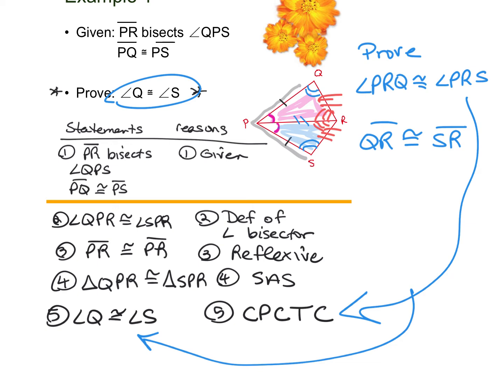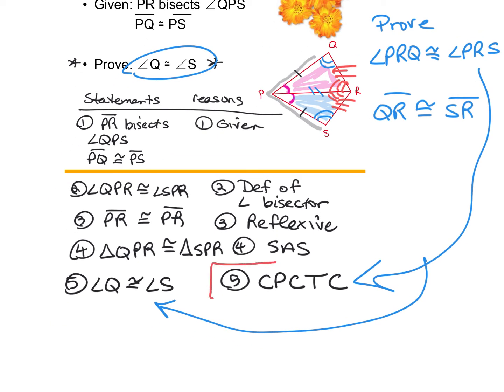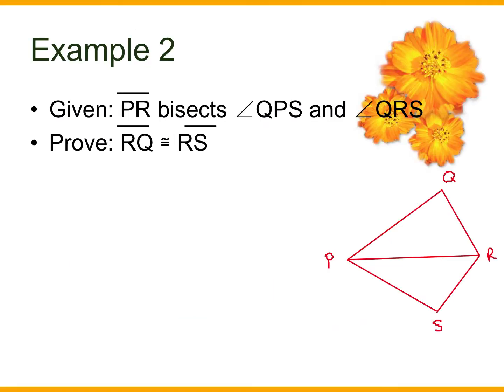So always, always, always, whenever this is in a proof, you had to have shown that the triangles were congruent before you can use that. If you have not shown your triangles are congruent, you can't use CPCTC. Another proof, so set up your statements and your reasons.